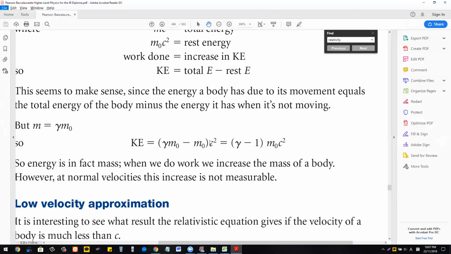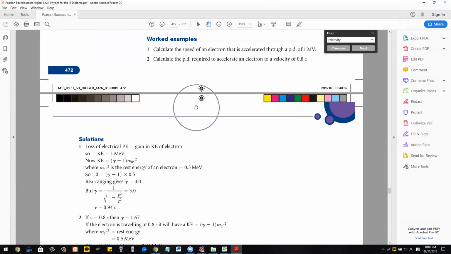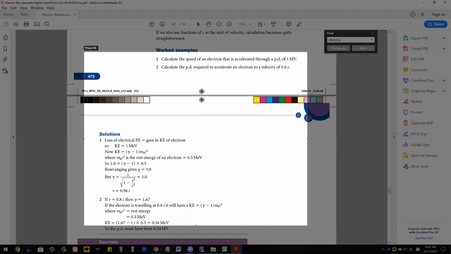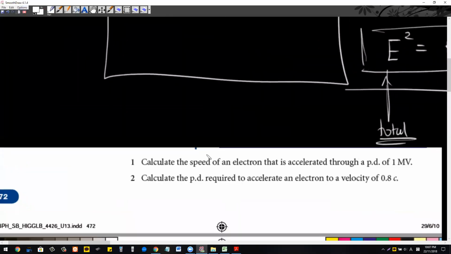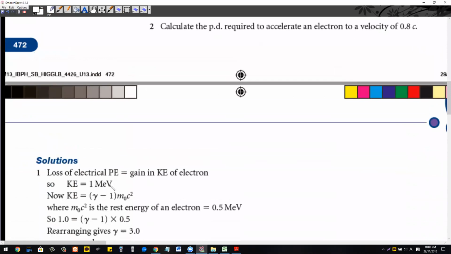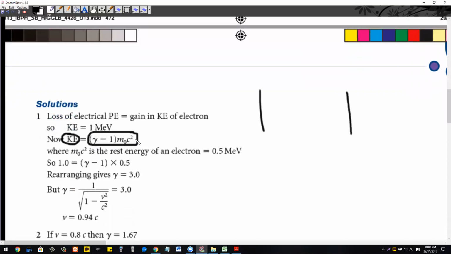So it's definitely worth trying these questions. This one gives you very good understanding of kinetic energy. The question here is: calculate the speed of an electron that is accelerated through 1 megavolt. Then it's going to have 1 mega electron volt, that's how much kinetic energy it'll have. Because the electron has gone through 1 megavolt, the energy it gains is 1 mega electron volt. So you use this equation, and what this equation lets you find is the speed.